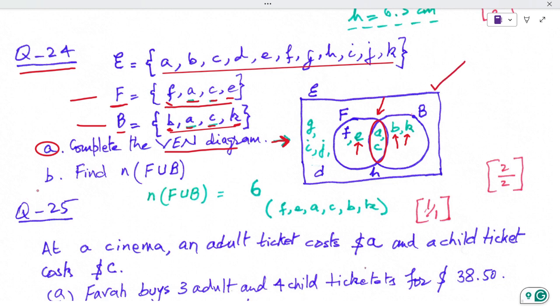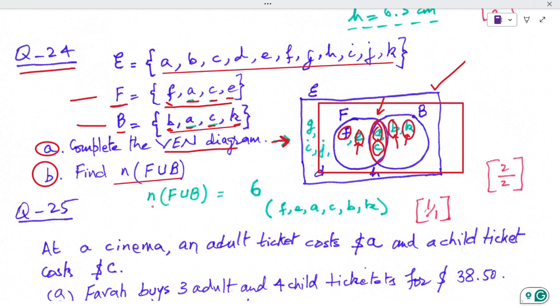Part B of the question is asking for the number of elements in F union B. F union B includes all elements that are in F and that are in B, and their intersection. That means F union B has the elements F, E, A, C and B, K, which is equal to 6. So the number of elements in F union B is equal to 6. I have written that in brackets as well.